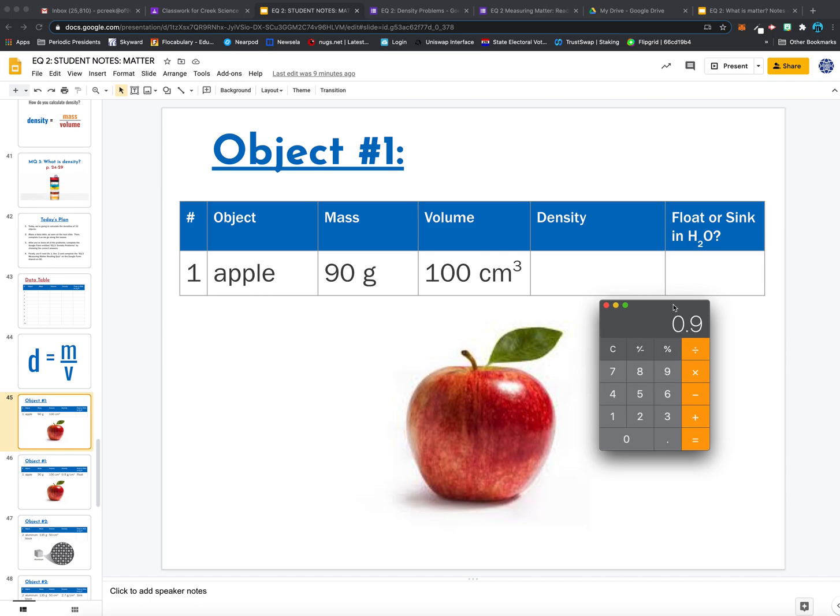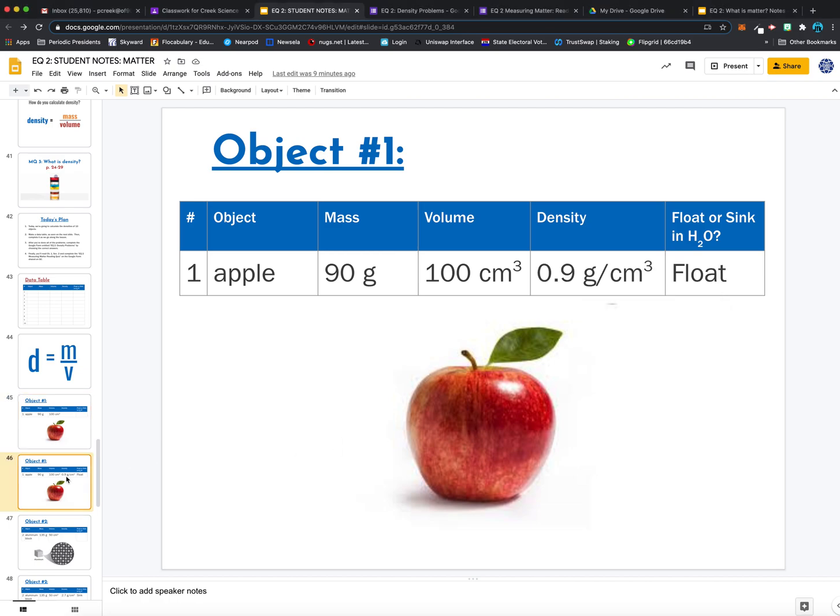But the moral of the story is, if an object has a density that is less than 1, like this apple's density of 0.9, which is barely less than 1, but it's less than 1, so it will float in water. So for this one, together, we would have density is 0.9 grams per centimeter cubed, and then we write float in our data table. All right?